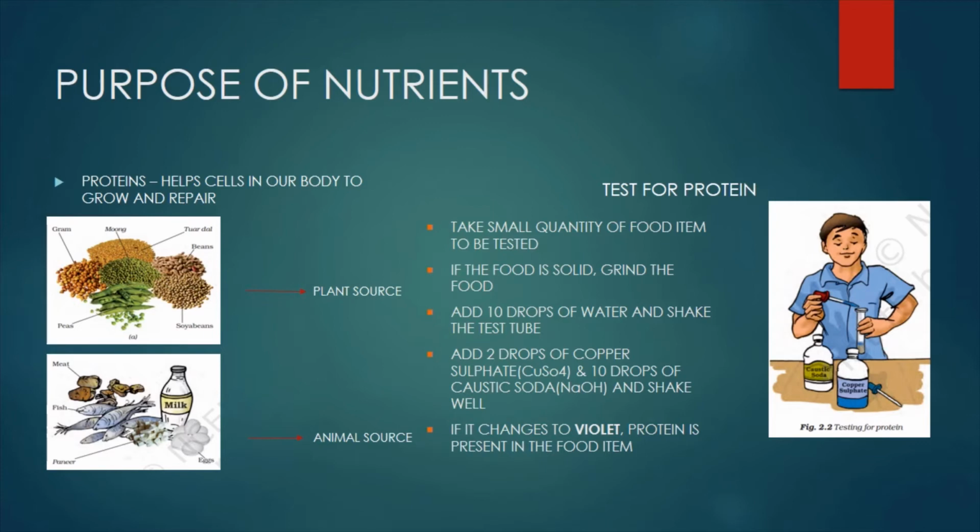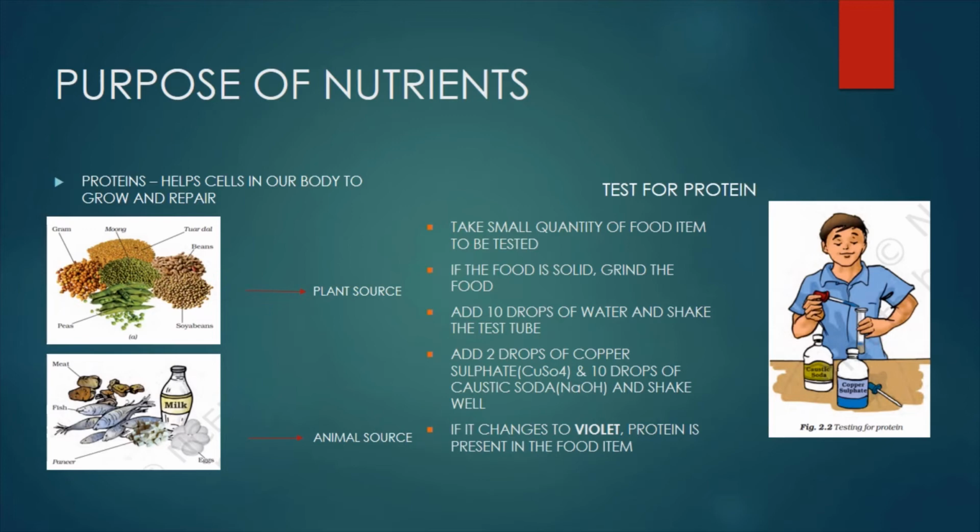Test for protein. For protein test, we need 2 types of solution. One is caustic soda and the other one is copper sulfate solution. To create a copper sulfate solution, you need to dissolve 2 grams of copper sulfate in 100 ml of water. And for caustic soda solution, you need to dissolve 10 grams of caustic soda in 100 ml of water.